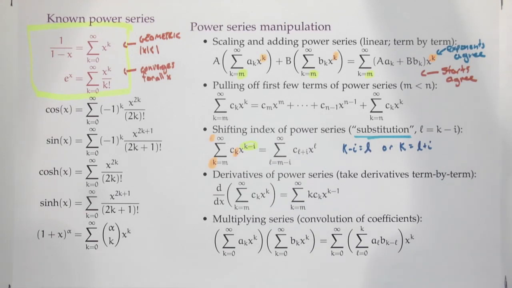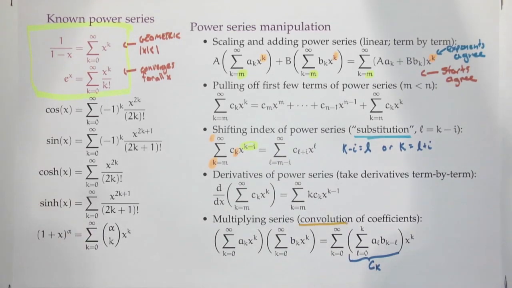All right. And the last thing, which we won't use too often, but might from time to time, is multiplying series. So I have two series. I want to multiply them together. And that produces a new series. So I have the sum a_k x^k, sum b_k x^k, and that's a sum where I have this new series, sum c_k x^k. And what does the c_k look like? Well, there's this formula.